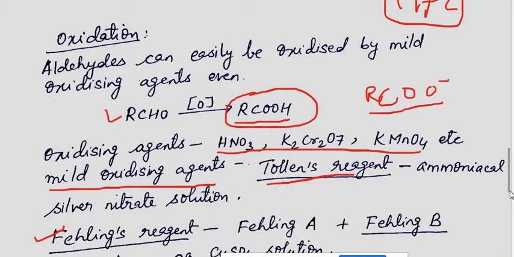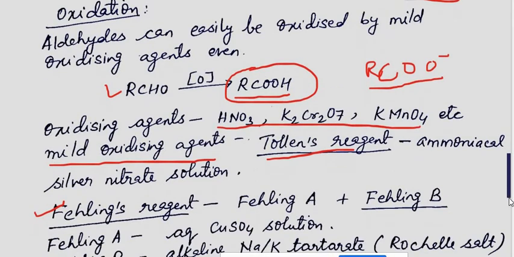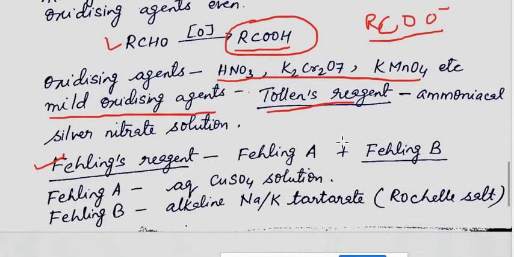So now we are going to discuss what Tollens reagent and Fehling's reagent are. Tollens reagent is ammonical silver nitrate. Ammonical silver nitrate means that silver ion is dissolved in ammonia or ammonical solution. So when silver ion is dissolved in ammonia, it's called ammonical silver nitrate or Tollens reagent. Tollens reagent is also a mild oxidizing agent, and Fehling's reagent is a combination of two solutions.